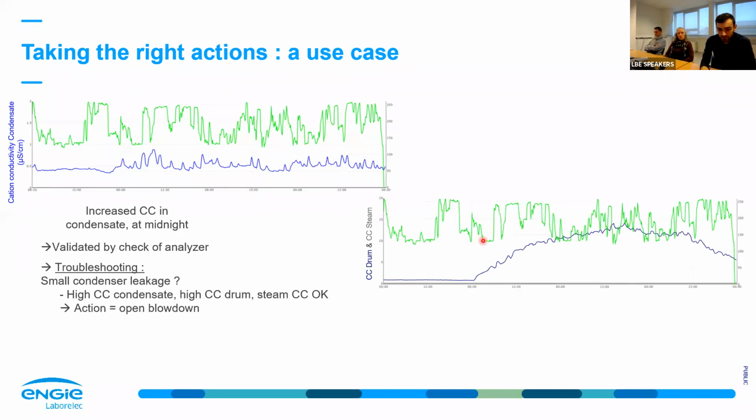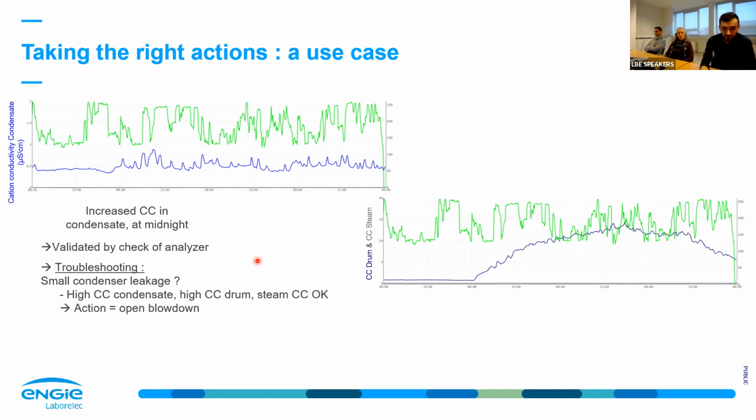So you can see it is increasing in the drum, but it stays flat in the steam. So, okay, first opinion, this is a small condenser leakage. Okay, ICC in the condensate, also in the drum, steam still okay. So we'll just open the blowdown and maintain the situation.